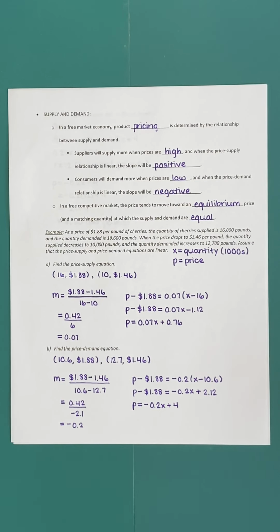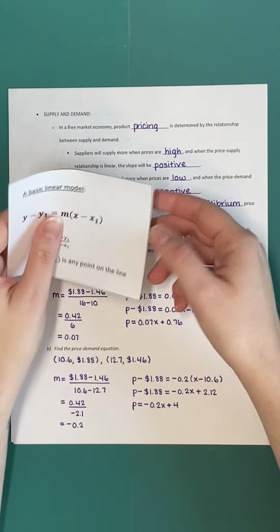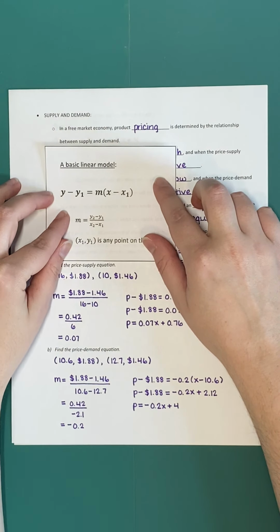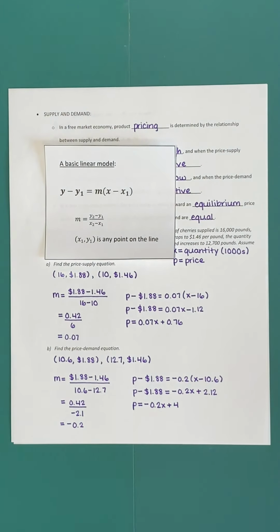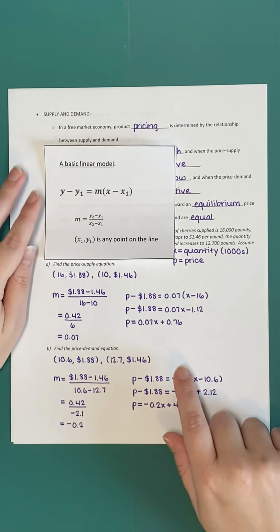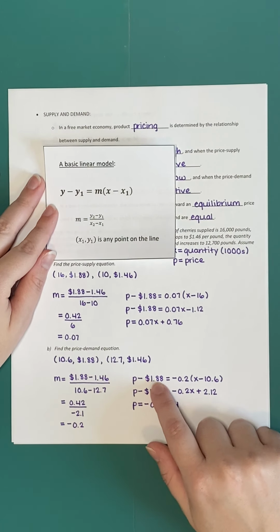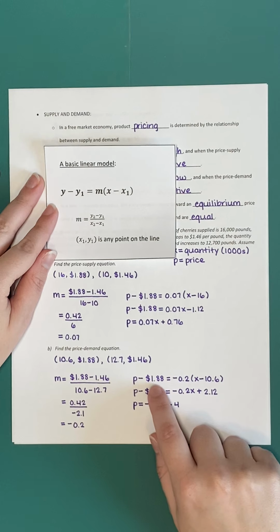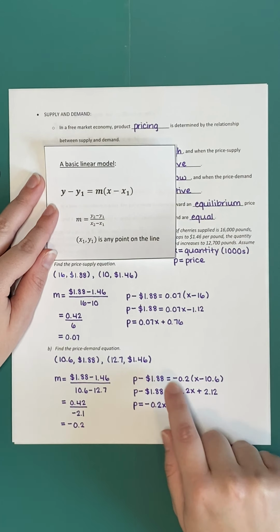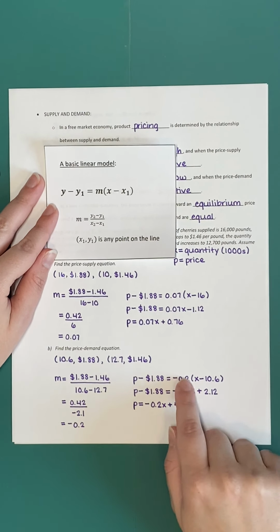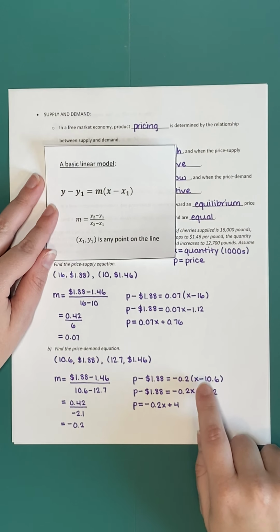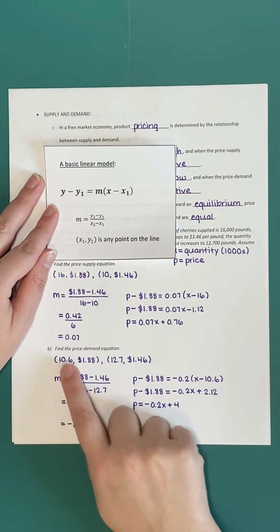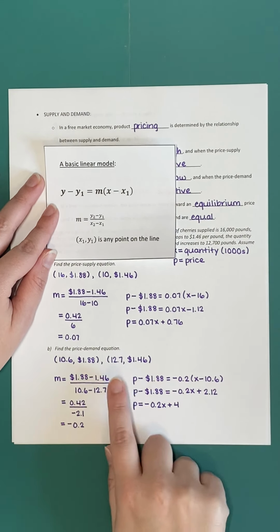Okay, so once we have that slope, we'll pick an ordered pair. We're going to plug it into our model. Again, let me put that back up there. That's going to be our model. Instead of y, though, we're using P. So P minus a particular value for P, in this case $1.88. I'm using the same ordered pair. And then our slope, negative 0.2. And then x minus the associated value of x, which is 10.6.